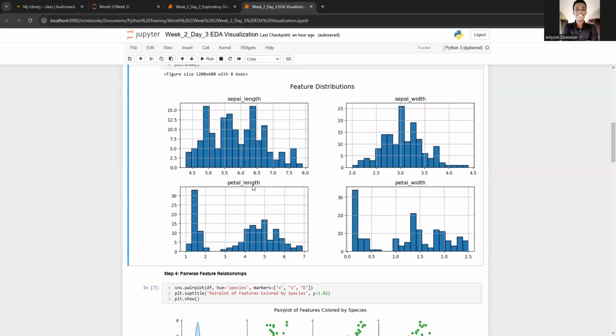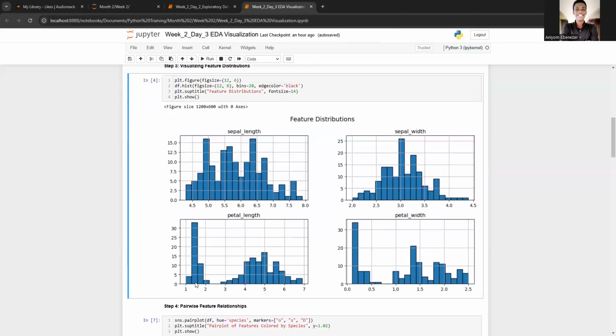And then I have the petal length here. The petal length here is showing what? We have high frequency from around 1.25 to 1.5, right? And then we have this side to be 1.75, and here will be 2. So this is a positively skewed distribution. The same thing is applicable to petal width. It's a positively skewed distribution.